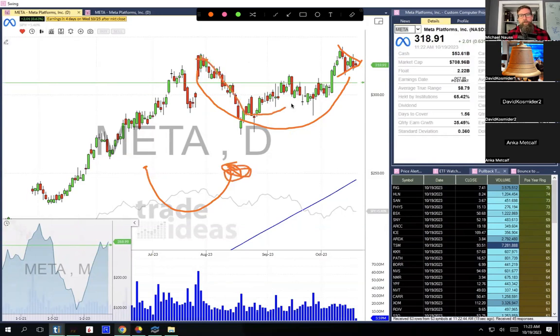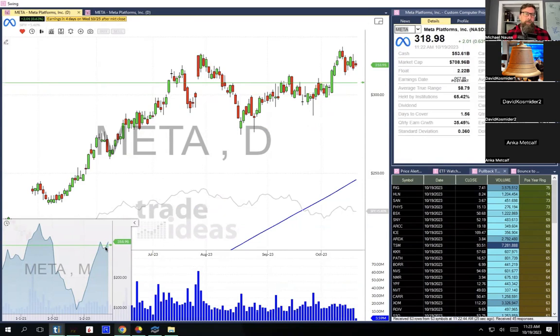Here's the high, there's the pullback, we're back to that high, and we're basing around that area. So a push up on Meta could look really good here overall. I like the look of that one as well. But yeah, just be careful. We've got earnings, so that always puts a run in the mill.